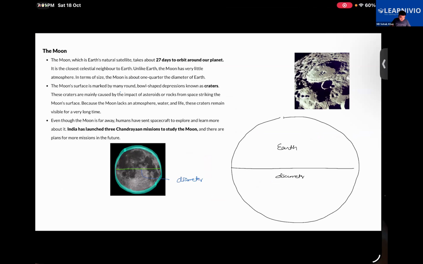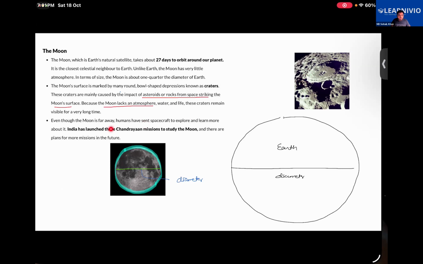One second, please. So these craters were caused by the impact of asteroids or rocks from space striking the moon's surface. Because the moon lacks an atmosphere, there isn't any wind blowing on the moon right now. There isn't any water, there isn't any form of life, right? So these craters are undisturbed, and they remain visible for a very long period of time.